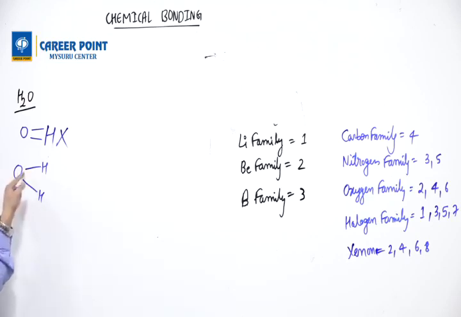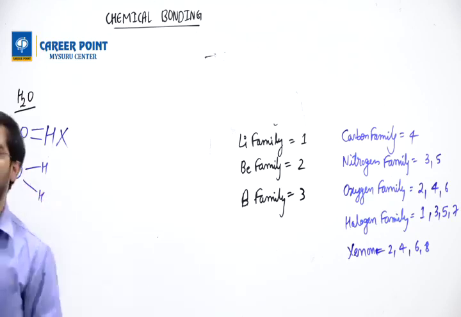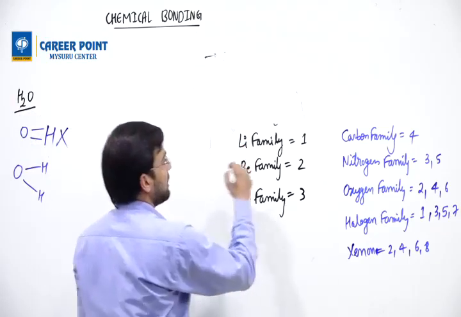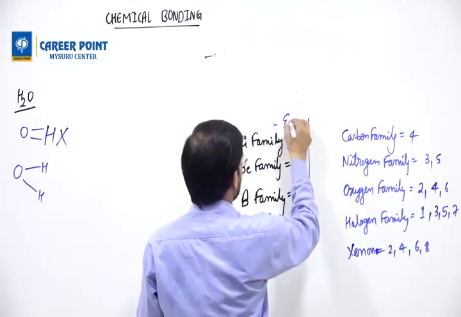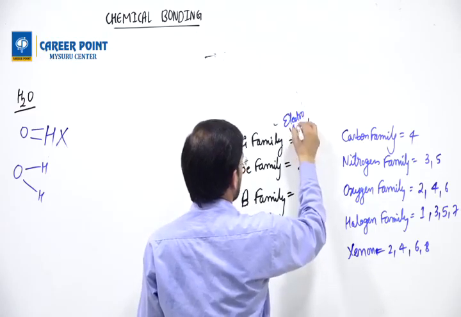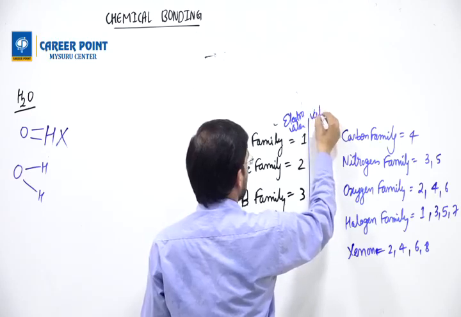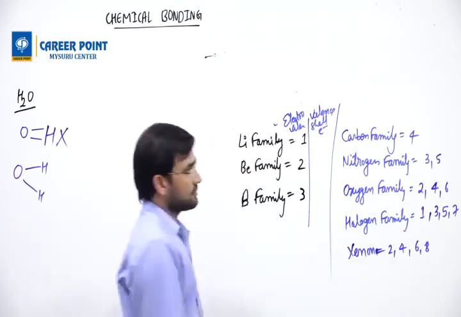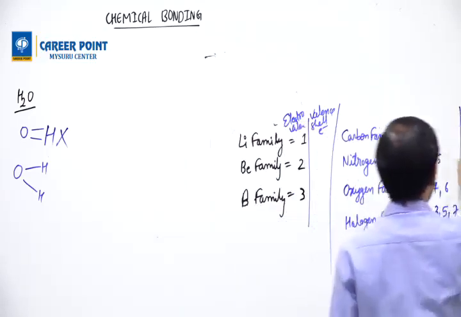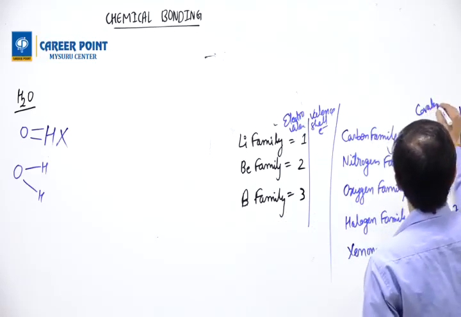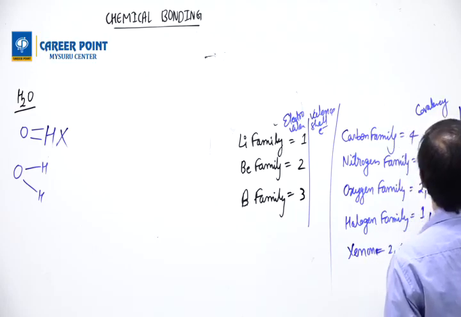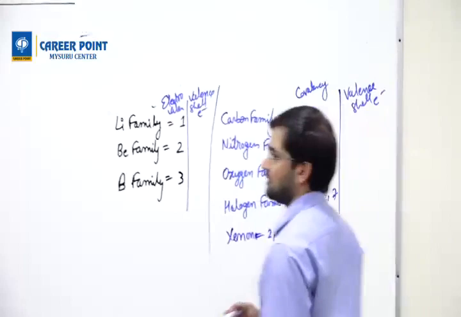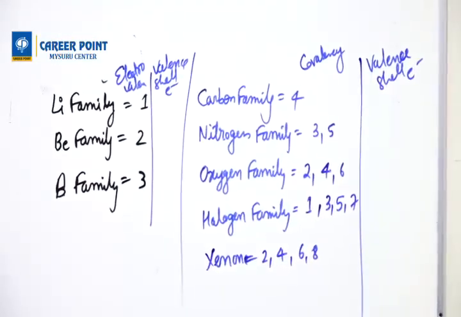But I don't need simply this. I also need one more point. What is the point? I also need valence electrons with them. So this is electrovalency, and this is called valence shell electron. So the same way here also. This is their covalency, and this is called valence shell electron. So both the things we need to memorize, okay?